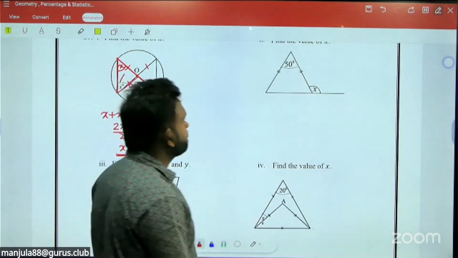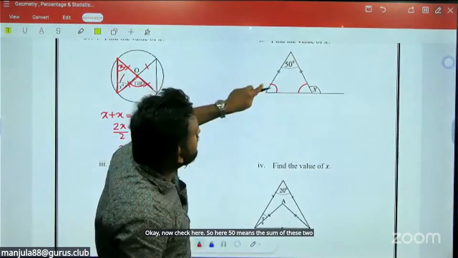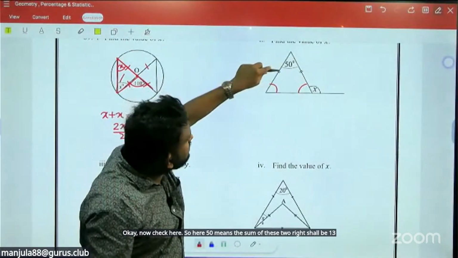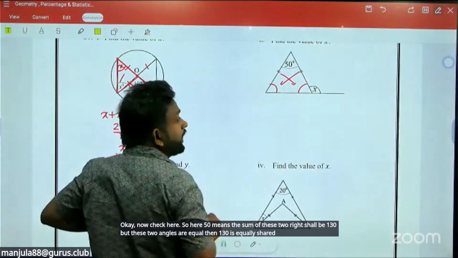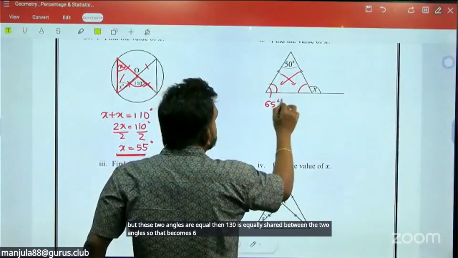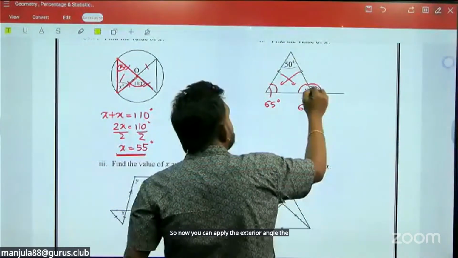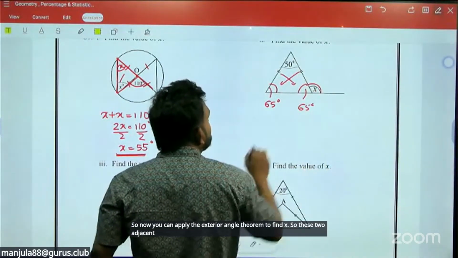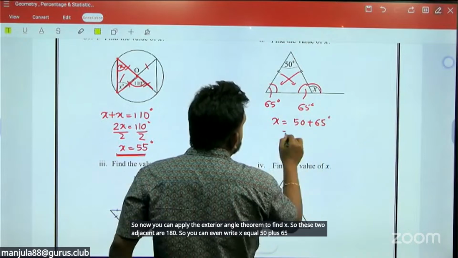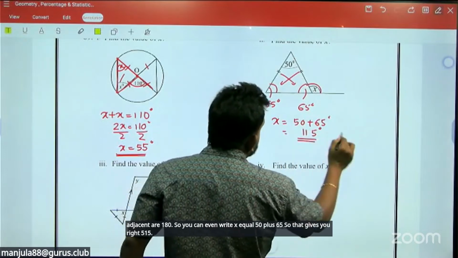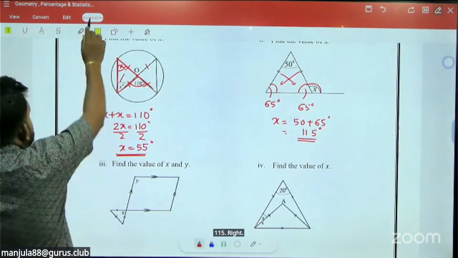Now check here. Here 50 means the sum of these two shall be 130, but these two angles are equal, so 130 is equally shared between the two angles. So that becomes 65 degrees, so here also 65 degrees. Now you can apply the exterior angle theorem to find XO. These two adjacent angles are 180. So you can write x equals 50 plus 65, which gives you 115. Then find the value of x and y.